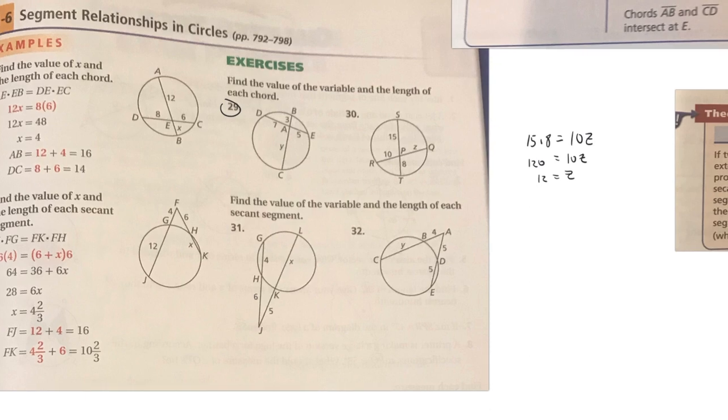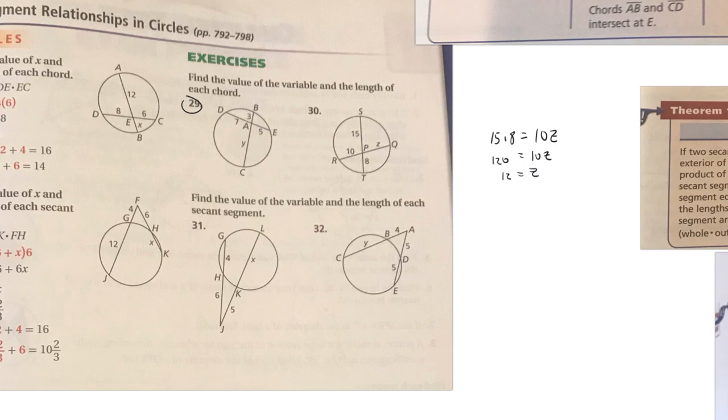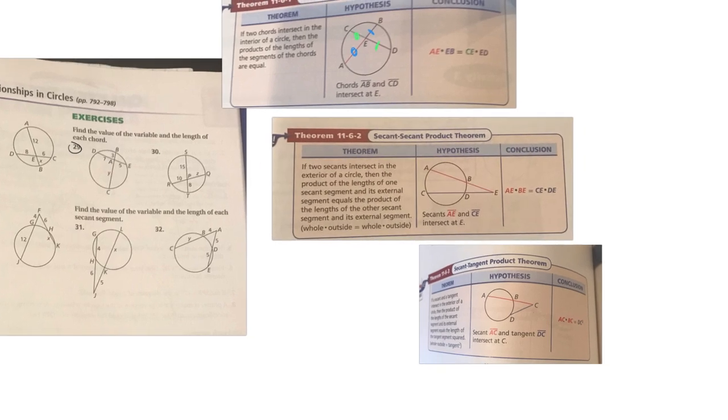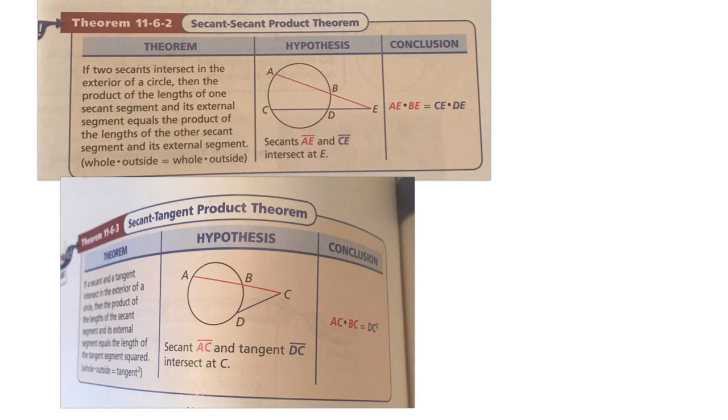Find the value of the variable and the length of each secant segment. These problems are going to take advantage of the theorems over here. I feel as though both of these are sort of saying the same thing. Now, the way to read it is that the whole thing times just the outside part is going to equal this whole thing times the outside part.